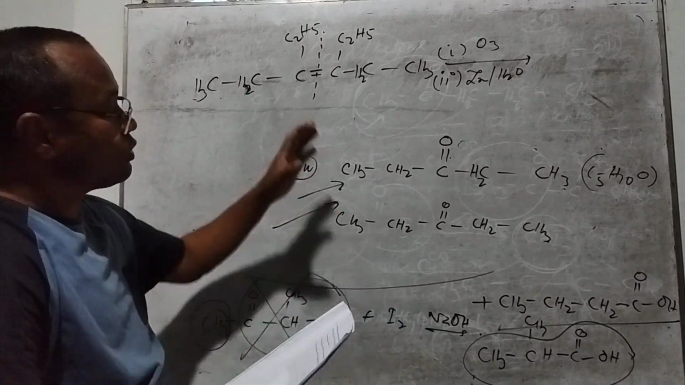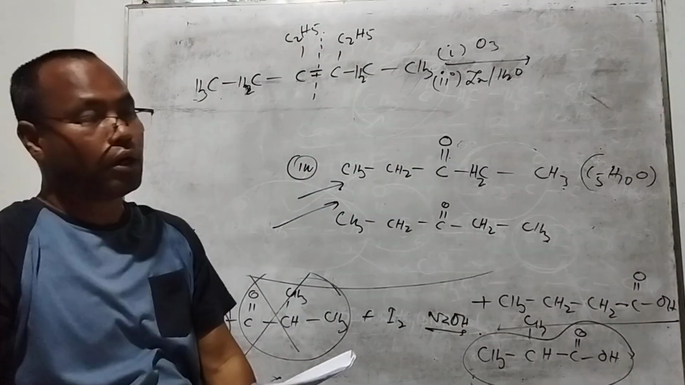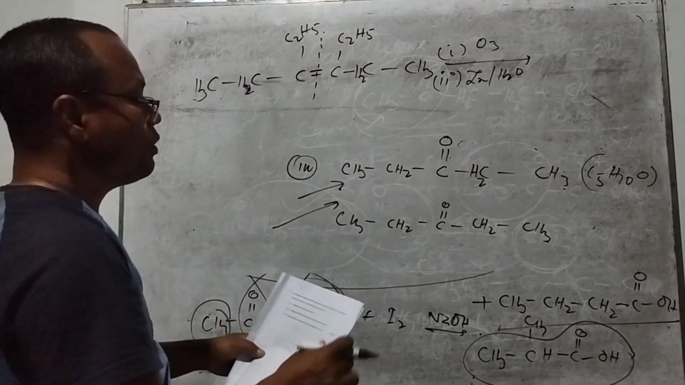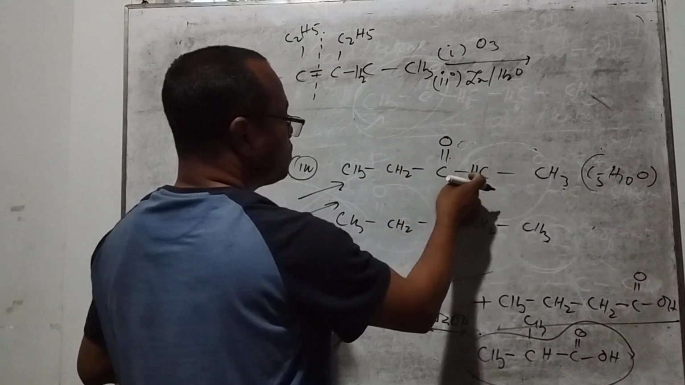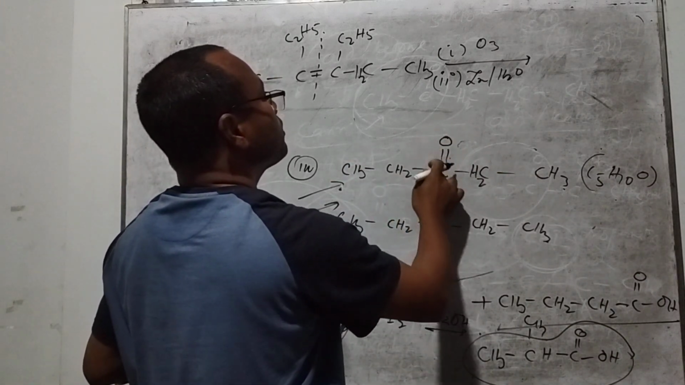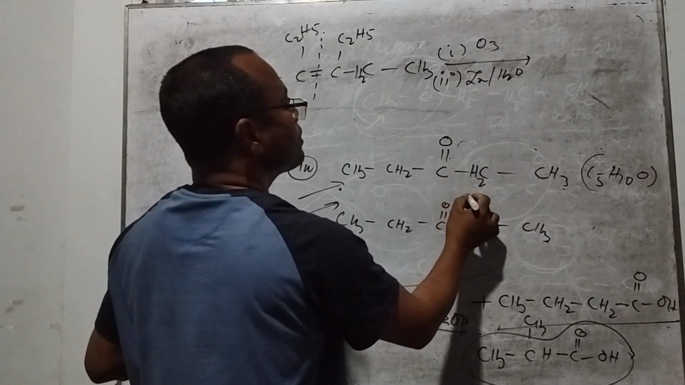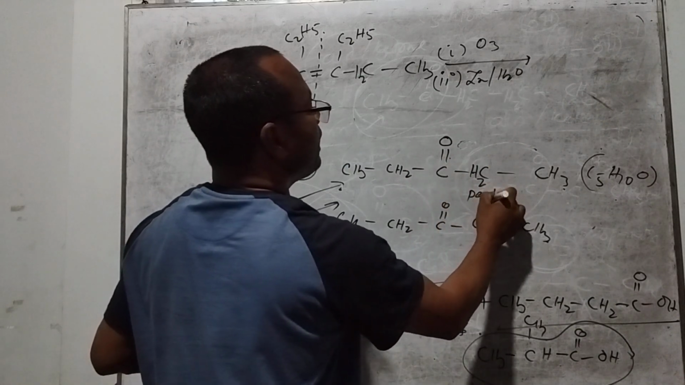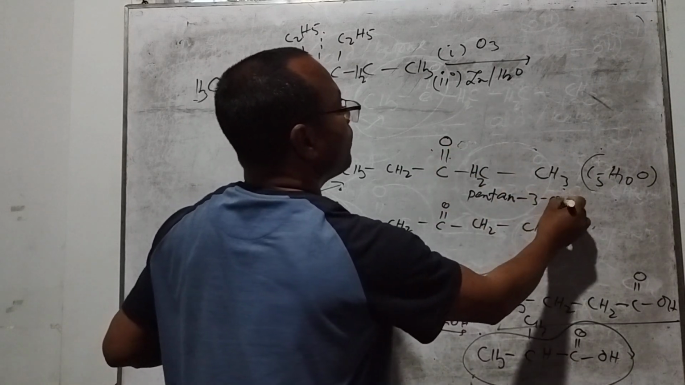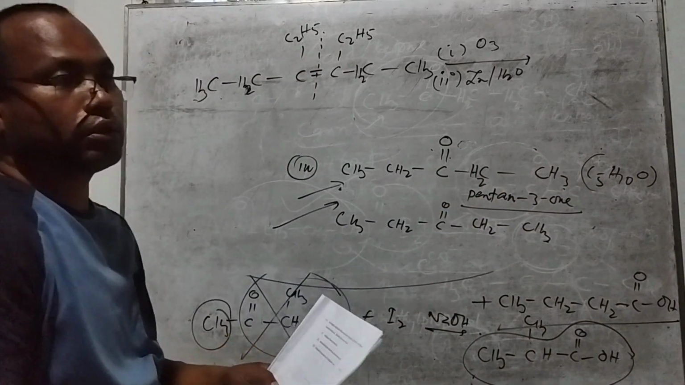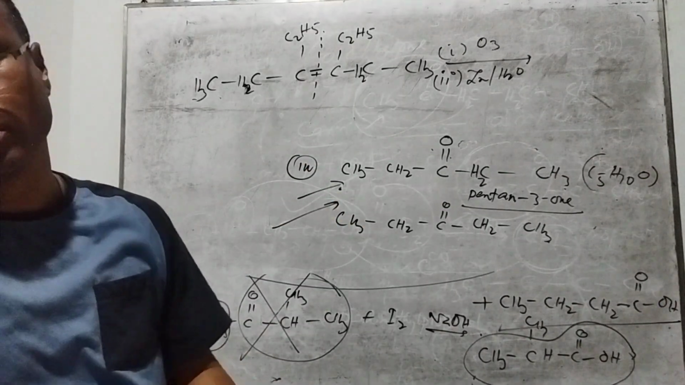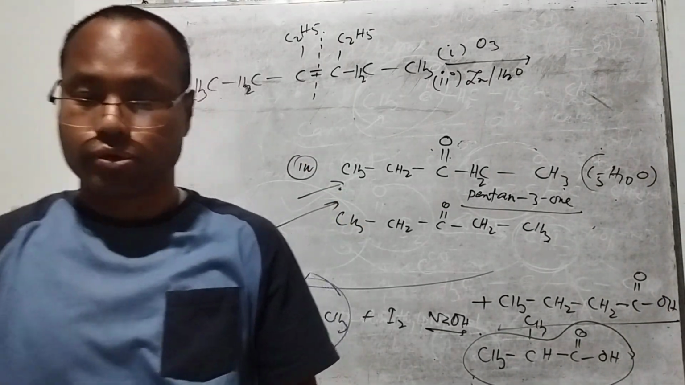But here we have to write the reaction, how the reaction takes place, and we have to write the name of this compound. What is the name? 1, 2, 3, 4, 5. At the 3 position, this compound is a ketone. So pentane, with the ketone at carbon 3: pentan-3-one. So this is our answer to these essay type questions, right?